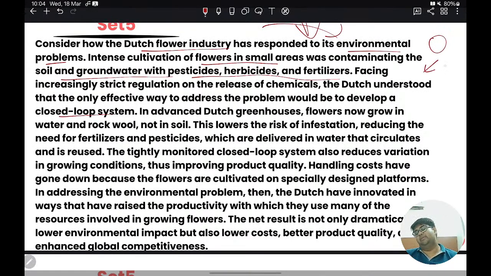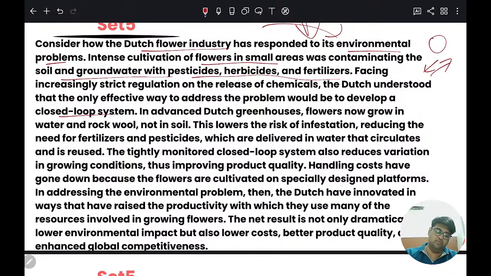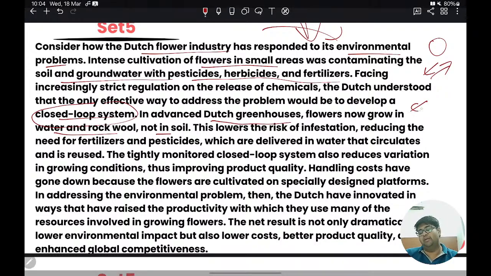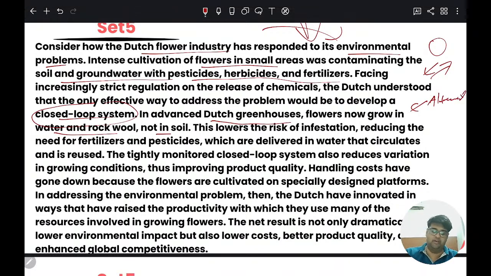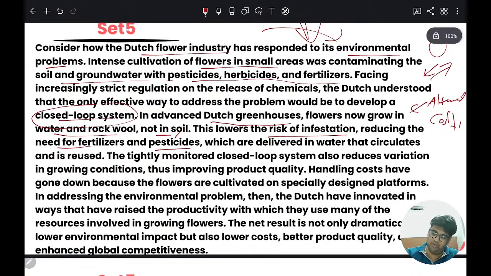When the regulations were increased, they introduced a new system called a closed loop, and that was the only way out. In advanced Dutch greenhouses, flowers now grow in water and rock wool, not in soil. Now they found an alternative. Using water and rock wool instead of soil lowers the risk of infestation, reducing the need for fertilizer and pesticides. So their cost is going down. They have a sustainable alternative also. It is not a trade-off, it is benefiting both sides. The nutrients are delivered in water that circulates and is reused.